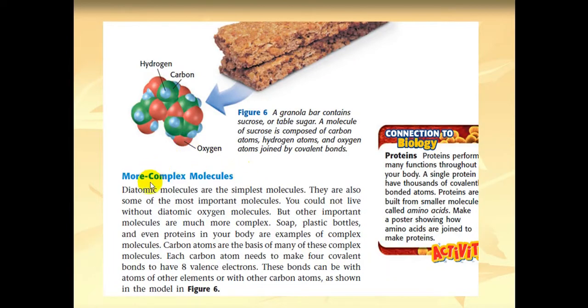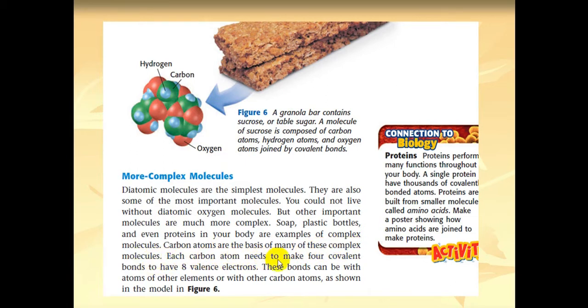Let's see now the more complex molecules, and actually they are everywhere, like sugar, like wood, like most of the food. Even in your body you have this kind of complex molecules. Like sucrose, this table sugar molecule made of carbon, hydrogen and oxygen atoms, we call this a complex molecule. Most complex molecules are made of carbon atoms. The carbon atoms are the basis of many of these complex compounds or complex molecules.